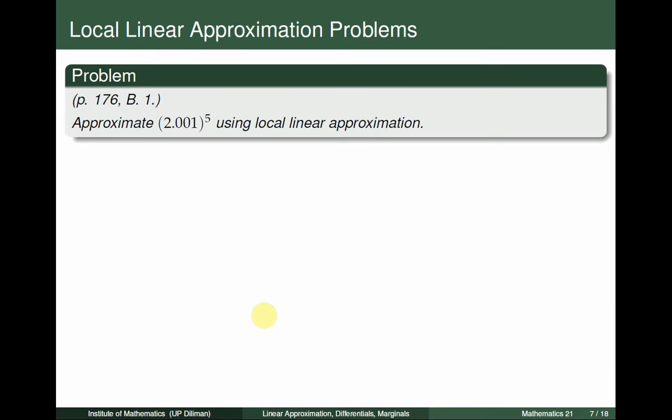Page 176, B1 of the module. Approximate 2.001 raised to the fifth using local linear approximation. So if you want to solve the problem without looking at the solution first, you may pause the video now. I'll give you 5 seconds.